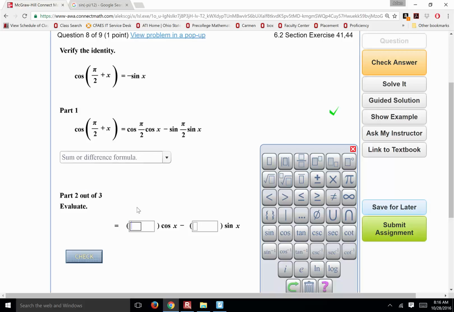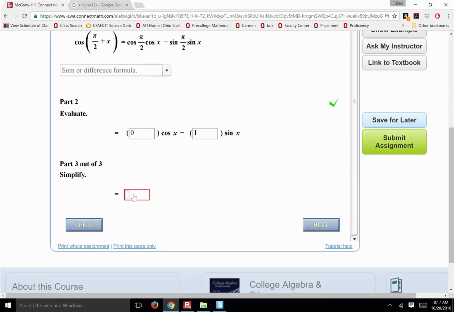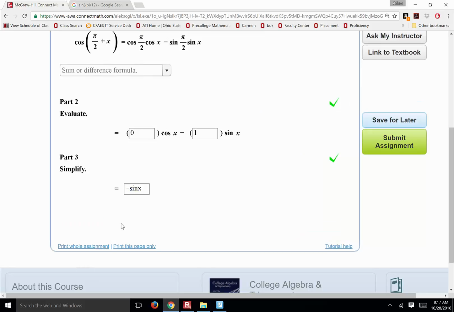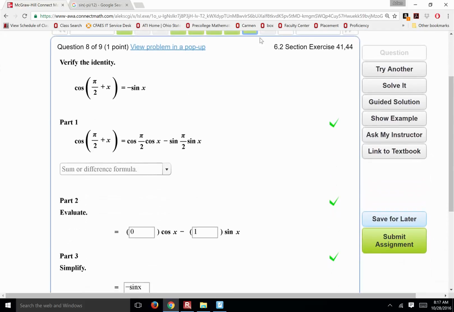We need to evaluate each. The first one was 0, the second one 1. But again, don't go with Connect Math. First do it on paper, then go fill in the blanks, okay? It's so easy with Connect Math, it's kind of a shortcut, but you need to be able to do this on your own first.